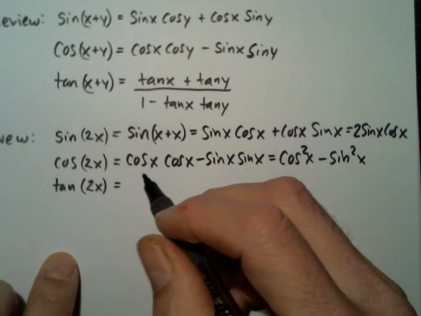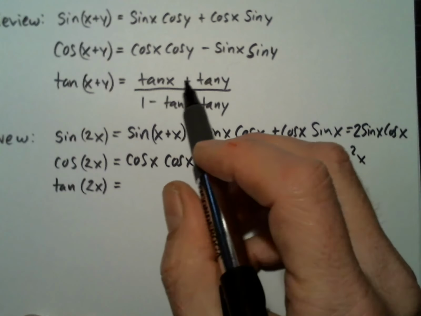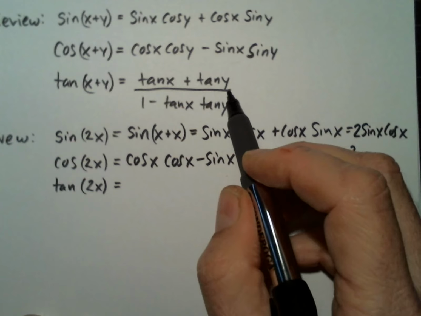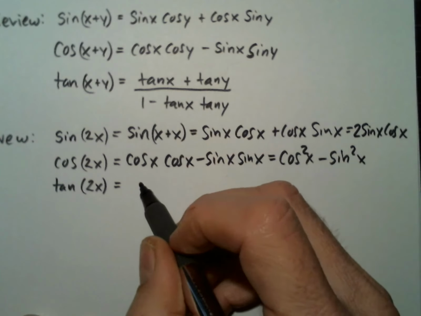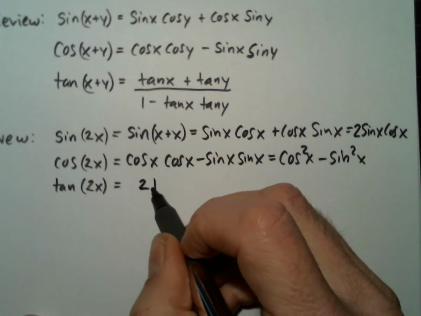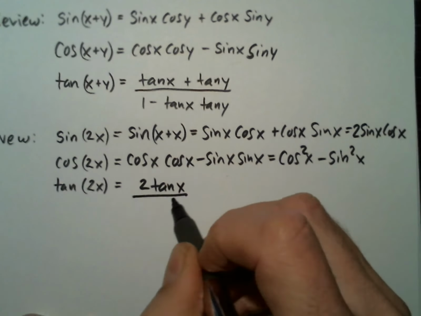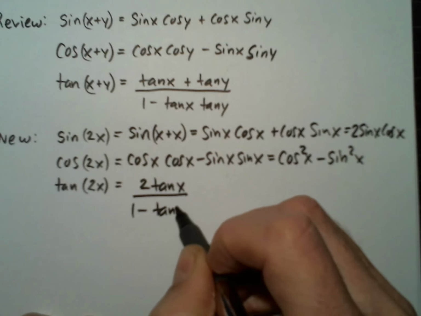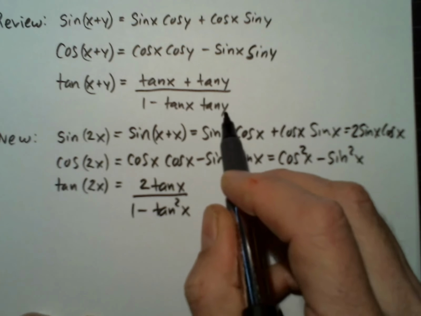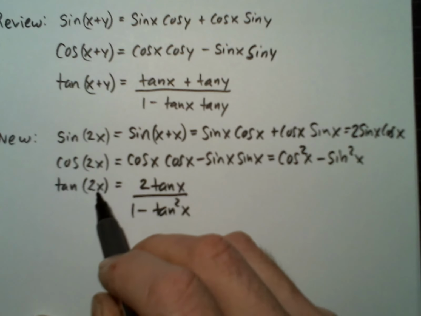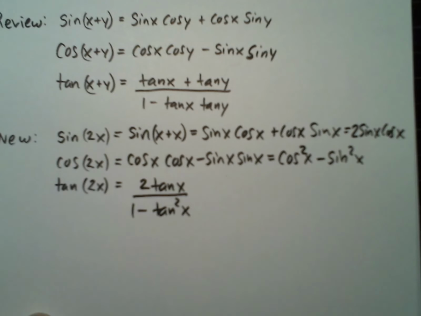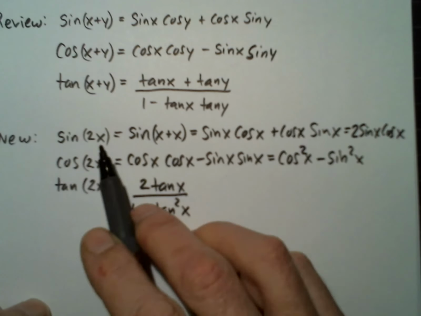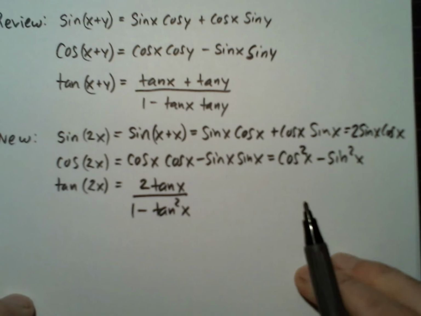And then with tangent, we just replace that with an x. And now we'll have tan plus tan. So that'll be 2 tangent over 1 minus tangent squared, because that'll be an x if we have x plus x here. Okay, so those are the double angle identities.